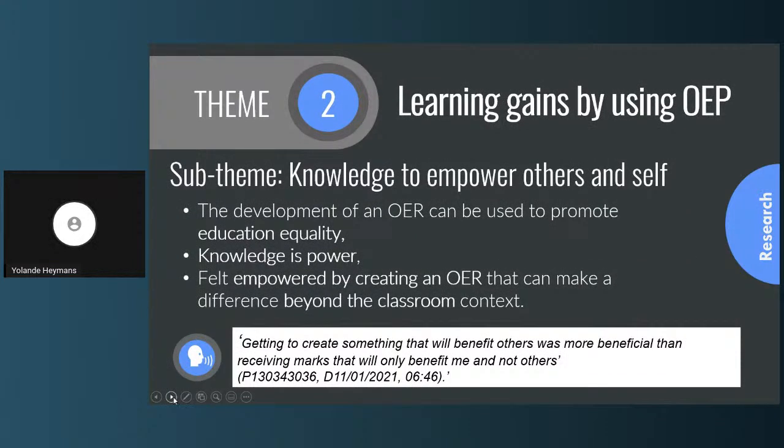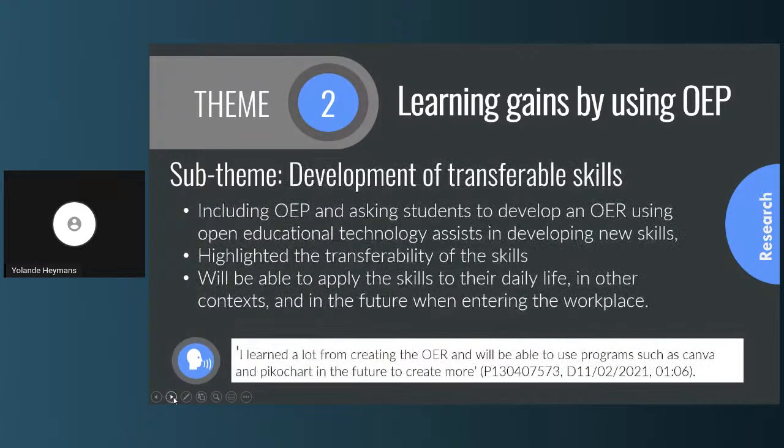In theme 2 that emerged, the learning gains using OEP, the sub-theme knowledge to empower others also came out very, very strongly. The development of open educational resources can be used to promote educational equality. And this was also mentioned yesterday by previous speakers. This is something that we realized: our students said that by creating open educational resources, they felt empowered and that they can make a difference beyond the classroom context, and that knowledge is power, and that they have the authority, taking autonomy of their learning and using that knowledge to empower others.